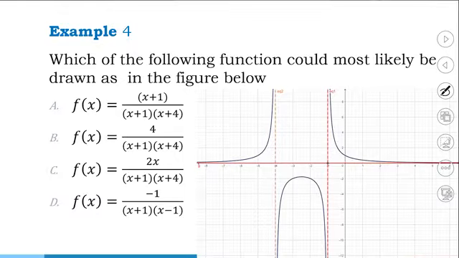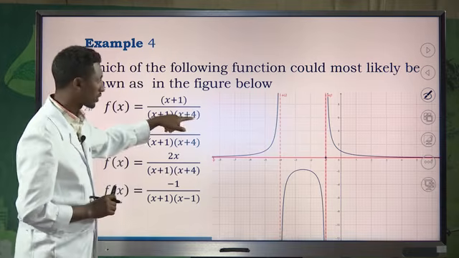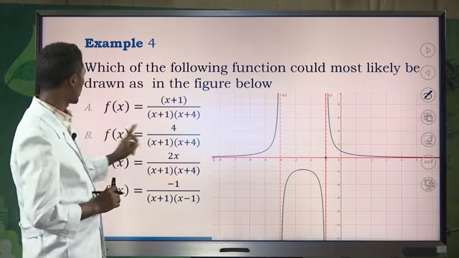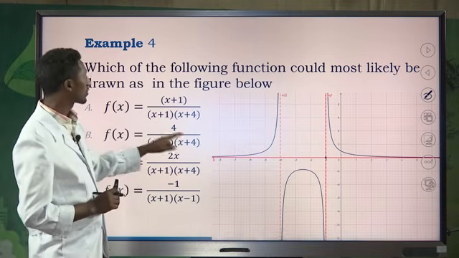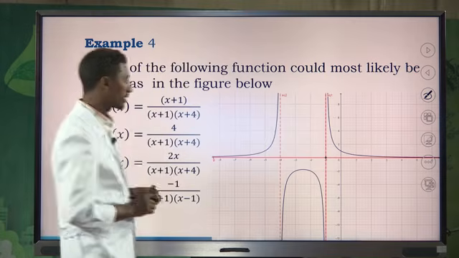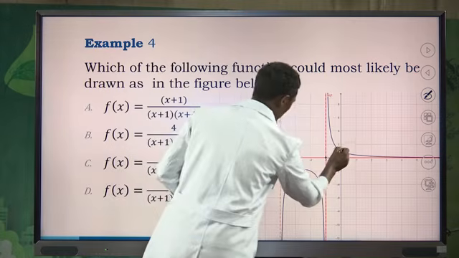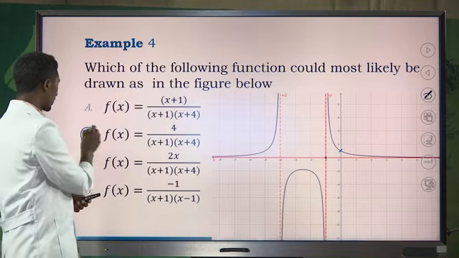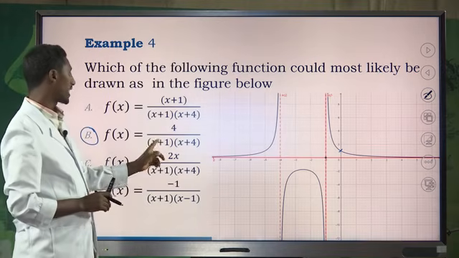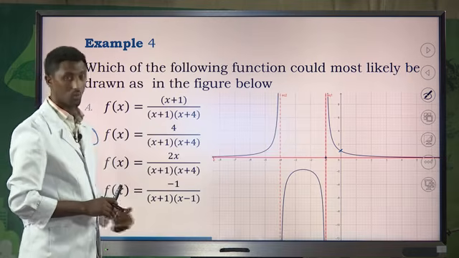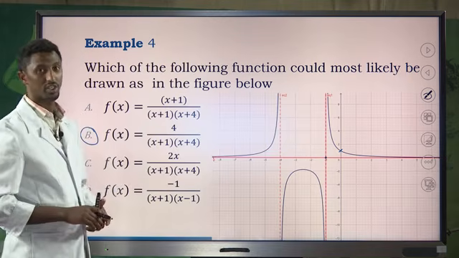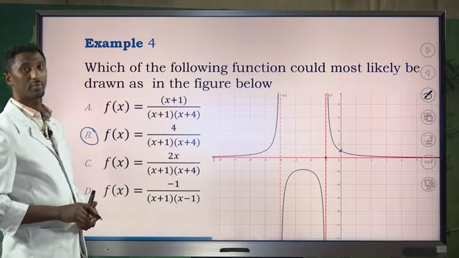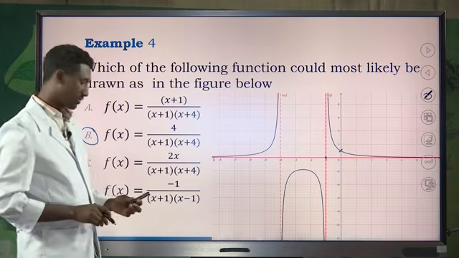Now let's check the y-intercept. At x equals 0, A gives 1 over 4. That's not 1. For B, at x equals 0, it's 4 over 4, which is 1. So the function 4 over (x plus 1) times (x plus 4) is a possible rational function that can represent this graph.